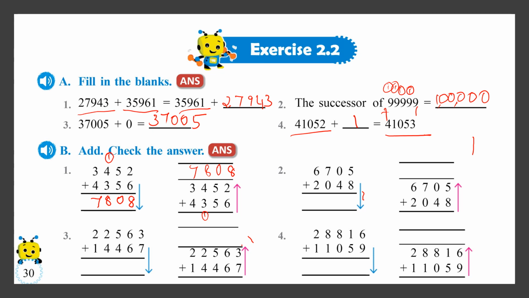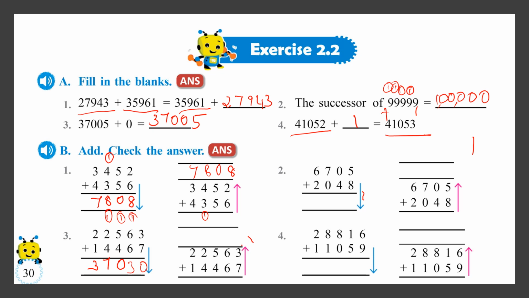From top to bottom, I'm adding first. 3 plus 7 is 10. 1 is carryover. 7 plus 6 is 13. 1 is carryover again. 1 plus 5 is 6. 6 plus 4 is 10. That is 0 here. 1 is carried over here. 1 plus 2 is 3. 3 plus 4 is 7. Next, 2 plus 1 is 3. One way I have added.